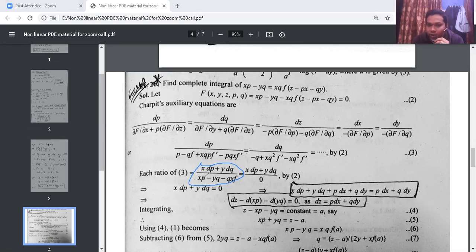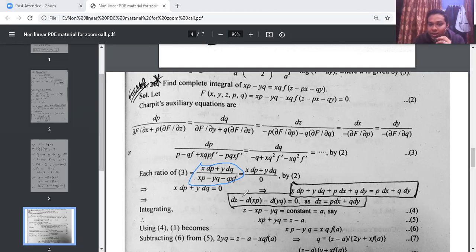If you are not able to see a pair, always look for this also. So just mark it down that x dp plus y dq is a very important combination to look for while solving by the Charpit method. So here they did the same thing. They write x dp plus y dq and it came out to be 0. That is, x dp plus y dq is a constant. As simple as that.